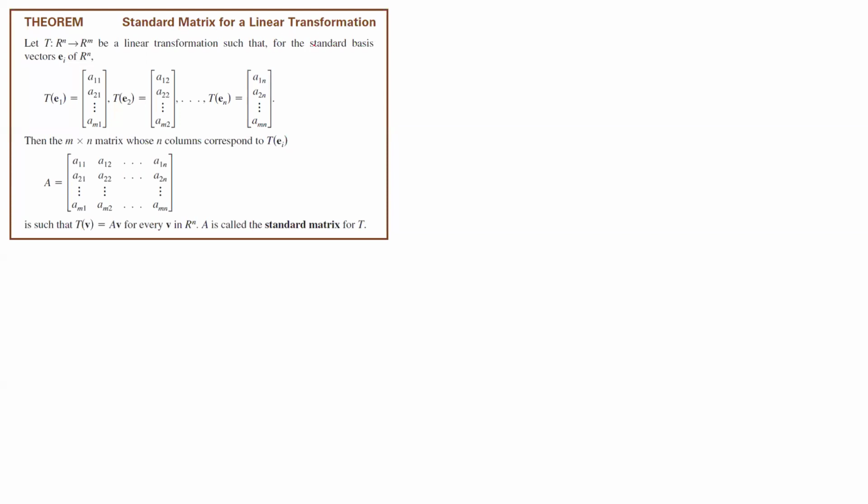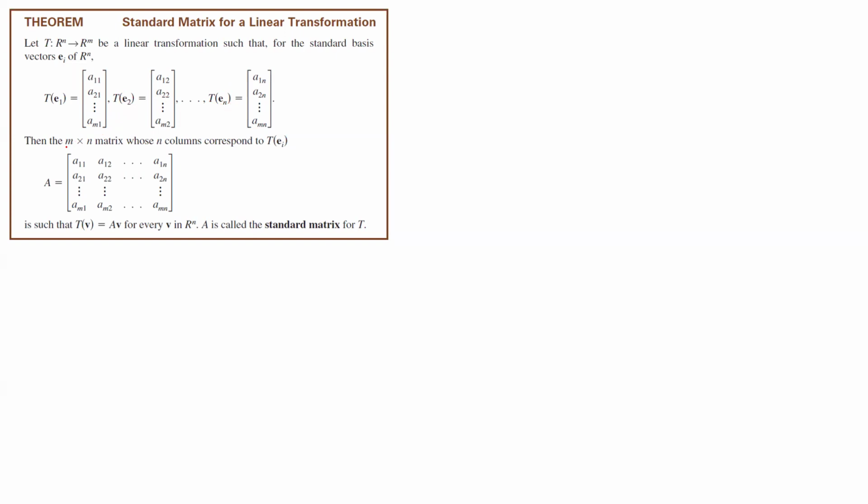Standard matrix for a linear transformation. Suppose you have a linear transformation T that maps Rn to Rm, or n space to m space, such that for the standard basis, denoted by vectors E sub i of n space, T of E1 is the column A1,1, A2,1, Am,1. T of E2 is A1,2, A2,2, and so on. And you can define T of En.